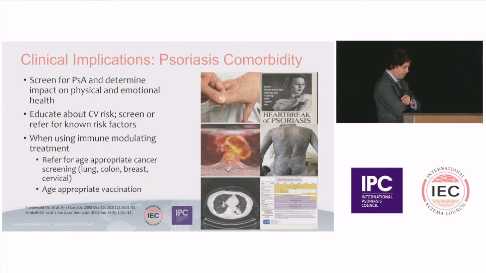So for clinicians, the implications are that we need to screen our patients for psoriatic arthritis. We need to determine the impact of their disease on their physical and emotional health. These are things that guide treatment decisions. We need to educate our patients about cardiovascular risk and screen or refer for known risk factors. And when using immune modulating treatment, we should be referring for age-appropriate cancer screening.